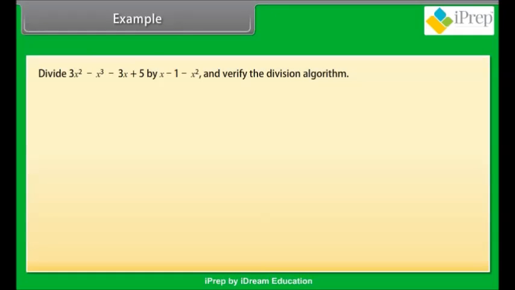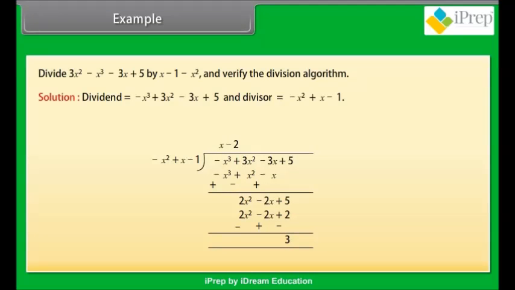Example: divide 3x square minus x cube minus 3x plus 5 by x minus 1 minus x square, and verify the division algorithm. Solution: firstly, we will write both the dividend and divisor in decreasing orders of their degrees. Dividend is minus x cube plus 3x square minus 3x plus 5 and divisor is equal to minus x square plus x minus 1. By dividing we get quotient is equal to x minus 2 and remainder is equal to 3.